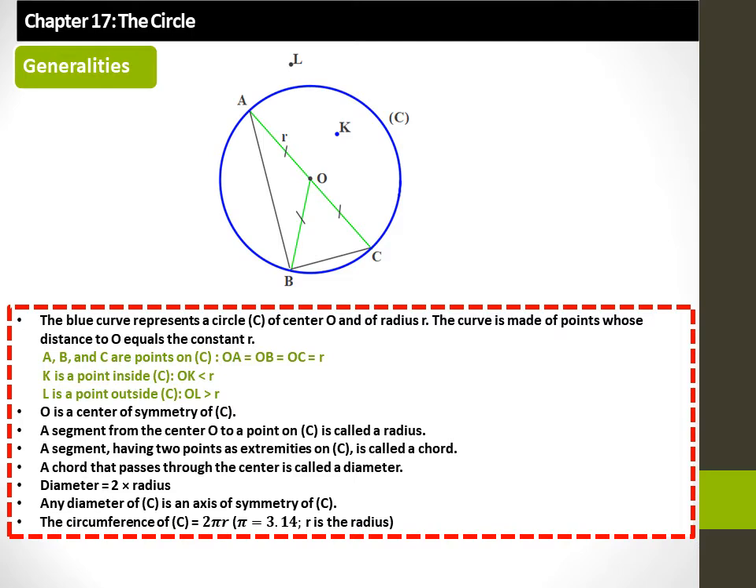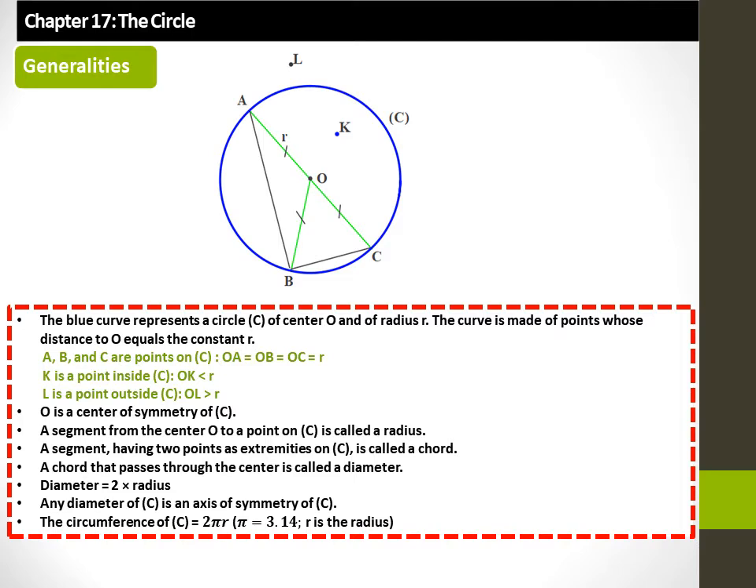So, the measure of AC is equal to twice the measure of OC, or twice the measure of OA, or twice the measure of OB, and AC is the axis of symmetry of circle C.